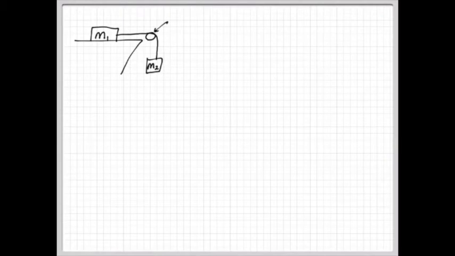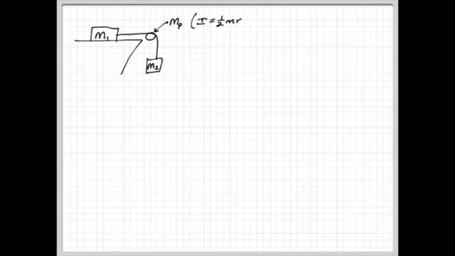So now let's do an example that combines all of this information. We're going to return to our previous example, what we started with. Two masses connected by a string hanging over a pulley. This time, however, the pulley has mass. And if the pulley has mass, it has rotational inertia. So there is rotation here, and we need to account for that.